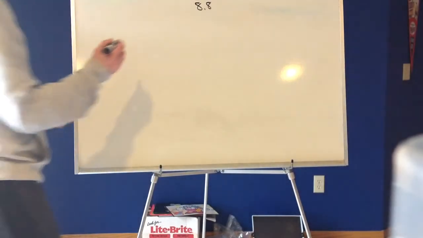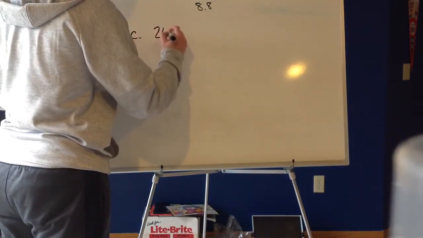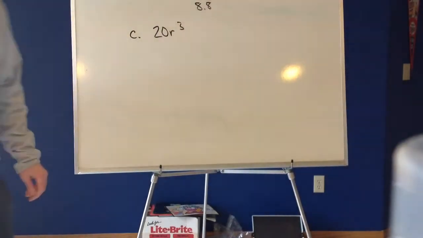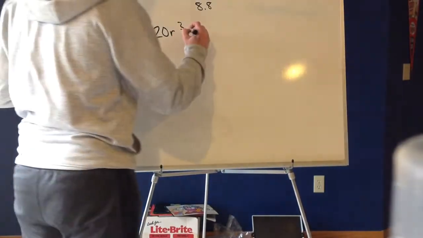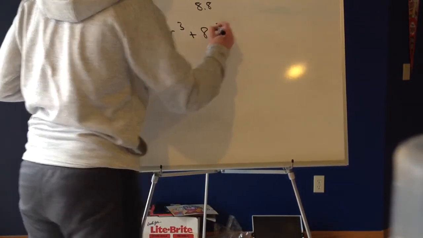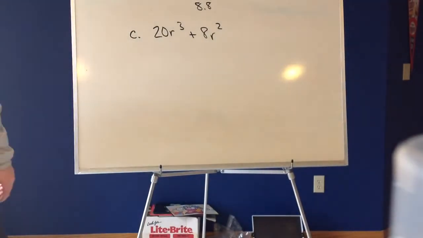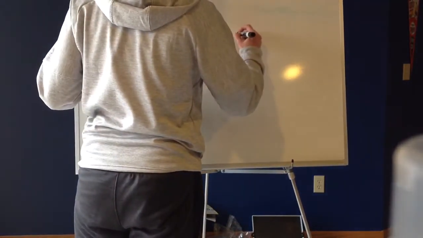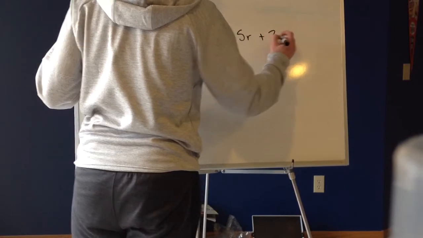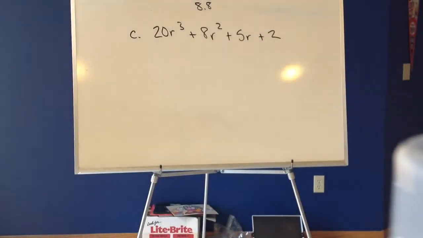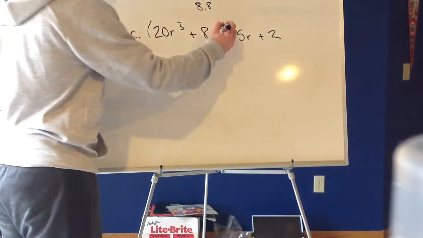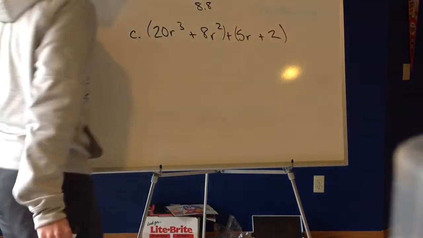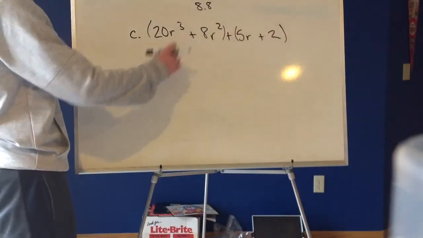So we have 20r to the third, excuse me, plus 8r squared plus 5r plus 2. Okay, so look for an overall GCF. We do not have one here, so we're going to go ahead and group 2 and 2. Okay, so look for the GCF in each group.